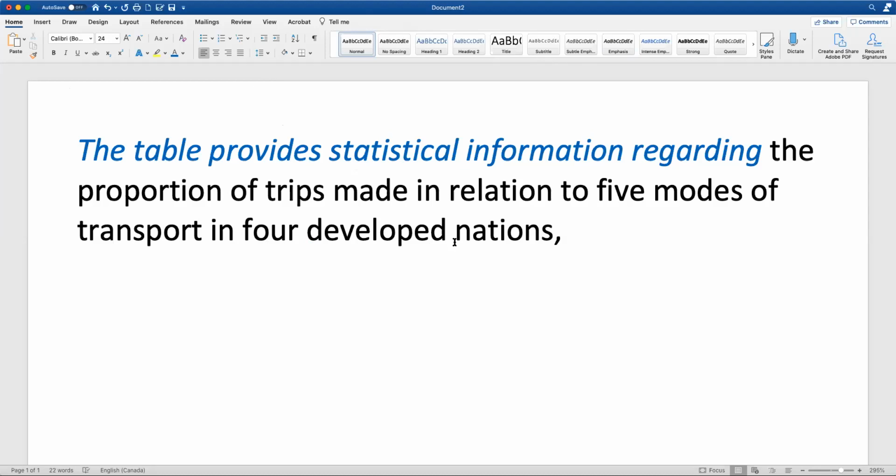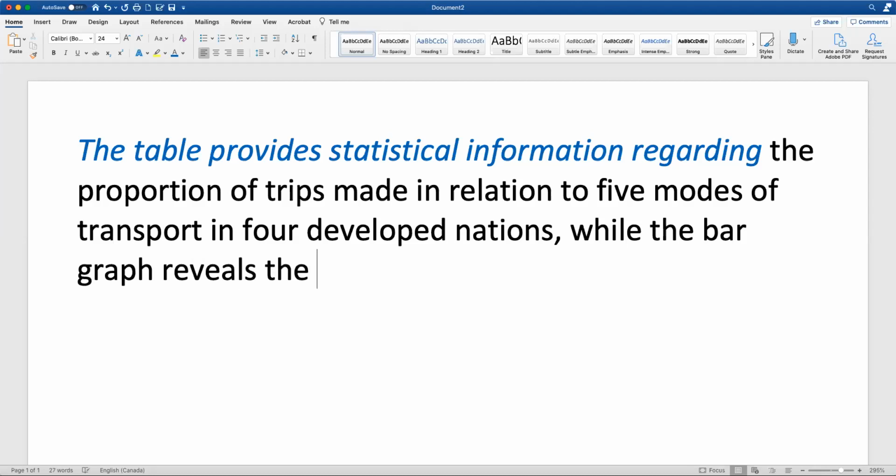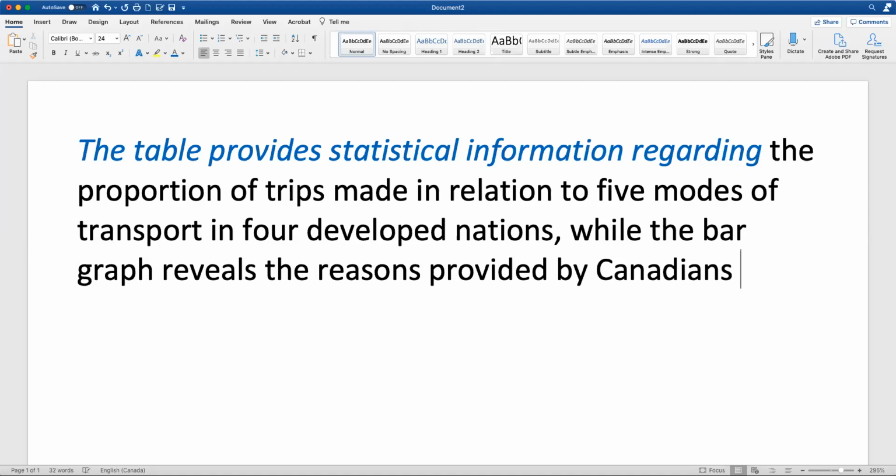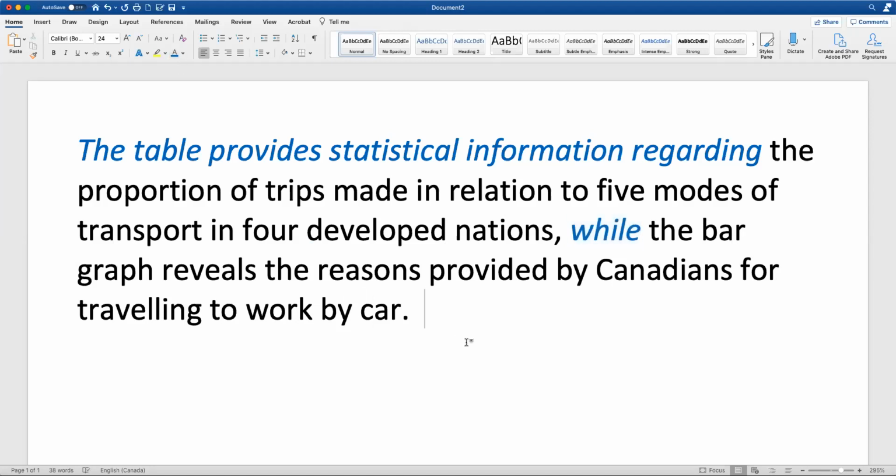And then we can say while the bar graph reveals the reasons provided by Canadians, I guess, for traveling to work by car. Okay. I cannot do that.